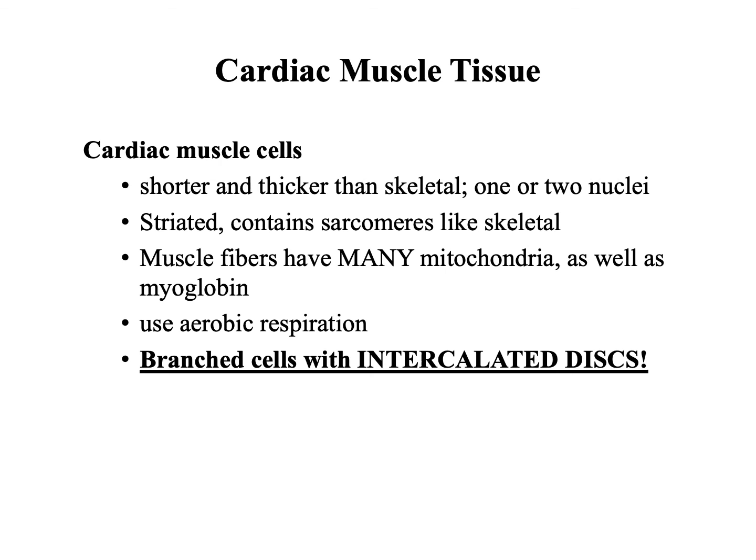Of course, you need lots of oxygen to make your heart go. So cardiac muscle cells are loaded with mitochondria. And they still have myoglobin too, just in case we need that emergency oxygen. Only uses the aerobic pathway. Does not use the anaerobic pathway. And they're branched with intercalated discs.